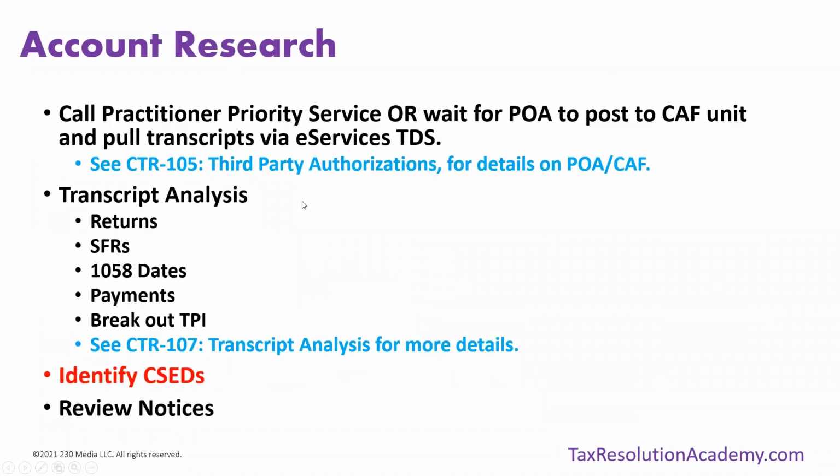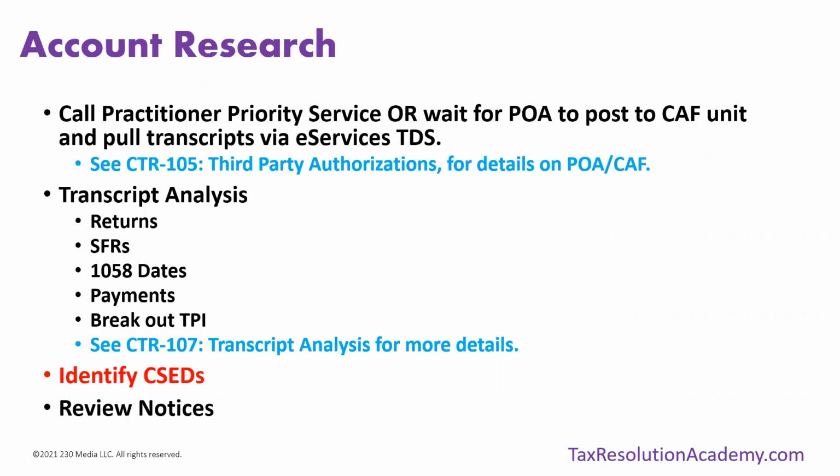So what do you do during this account research phase? What are you gathering? What are you looking for? Well, you can call the practitioner priority service and gather transcripts over the phone, or you can wait for your power of attorney to post to the CAF unit and pull transcripts via e-services. This is normally the fastest route, but right now there's a 6 to 8 week delay in the ability of the CAF unit to post your power of attorney.